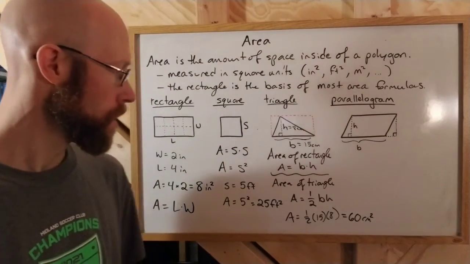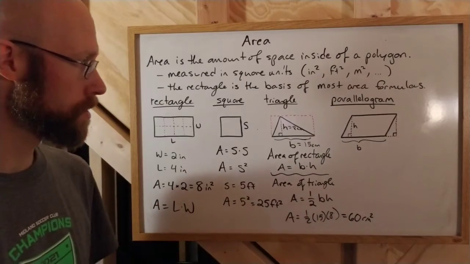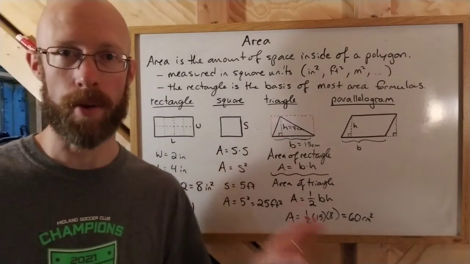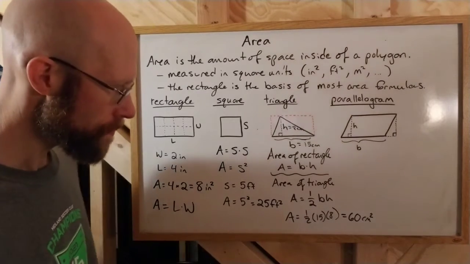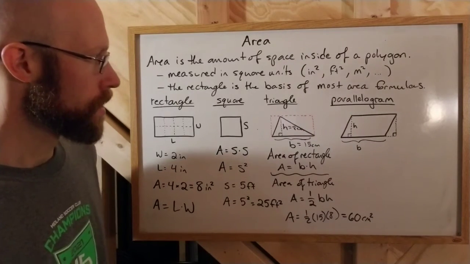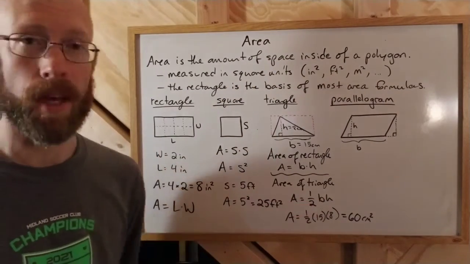Okay, so that's the area of the triangle. Now the area of the whole rectangle, which is not what I was asking for, is double that, which is 120. Okay. So that's cool. That's the area of the triangle. It's 1/2 the base times the height.